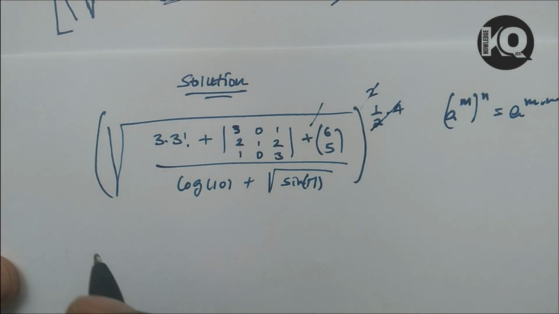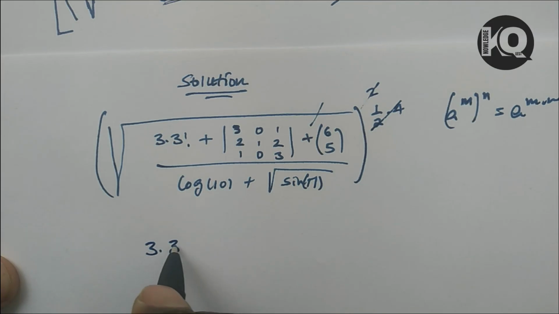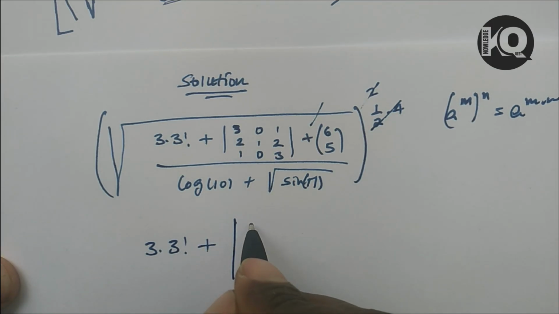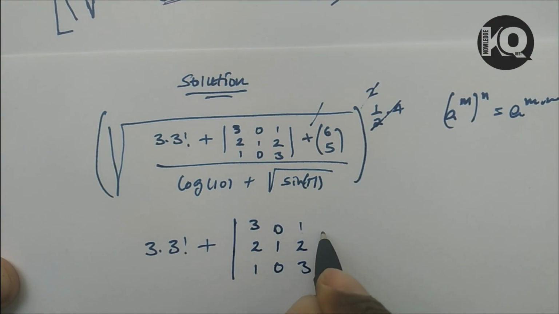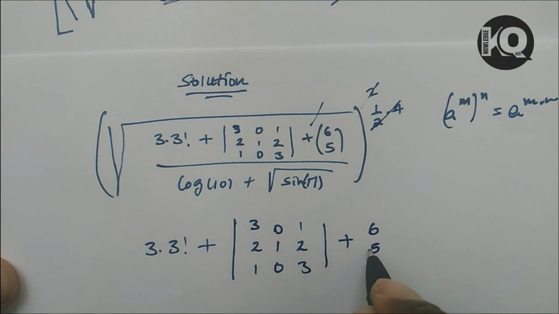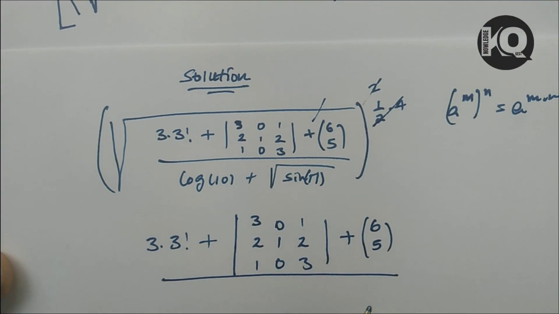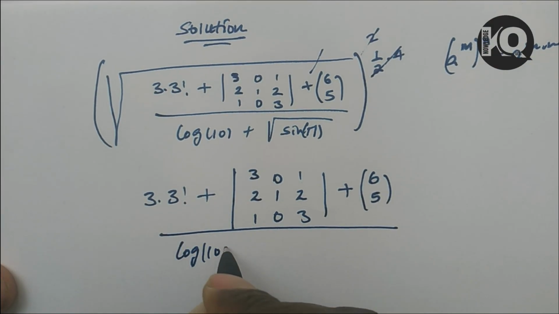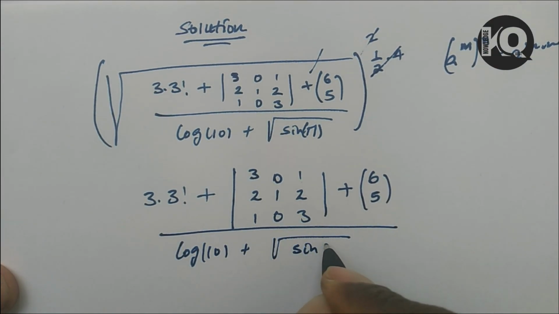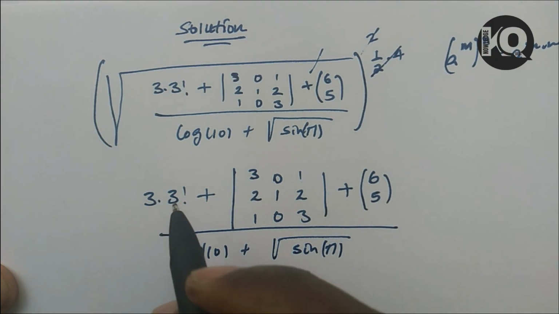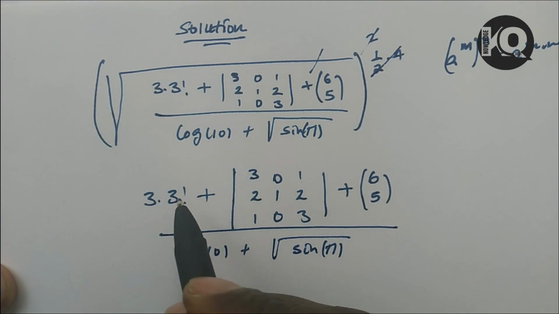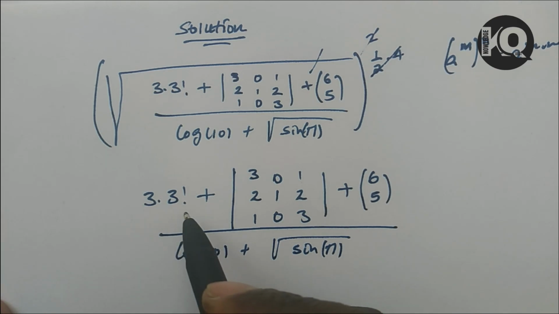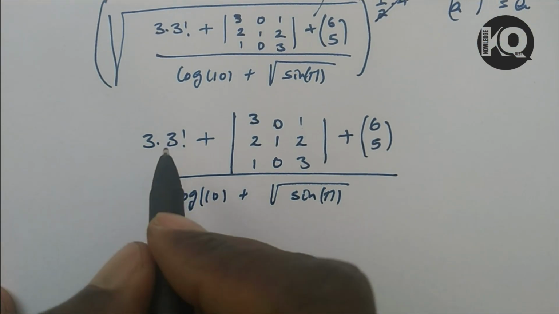So the remaining term will be 3 times 3 factorial plus the given matrix [3, 1, 0; 1, 0, 1; 2, 3] plus the binomial coefficient (6 choose 5) divided by log of 10 plus the square root of sine pi. So we can solve each and every expression individually. Let's begin with the factorial.